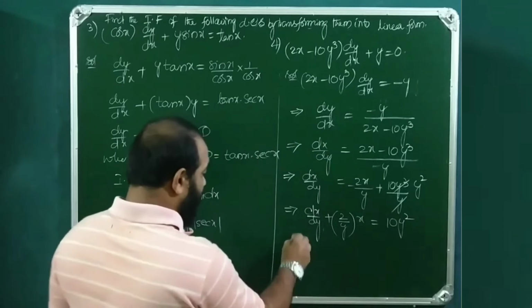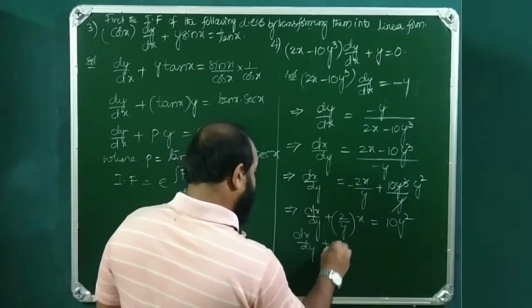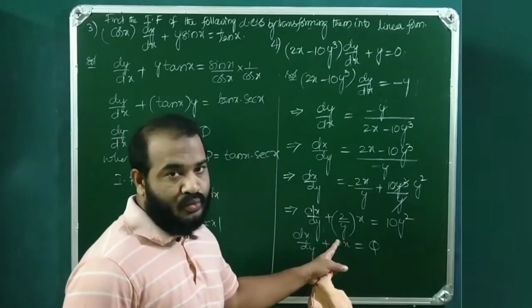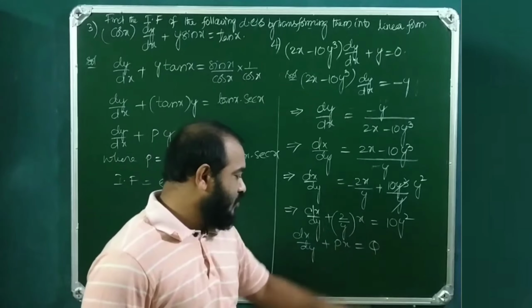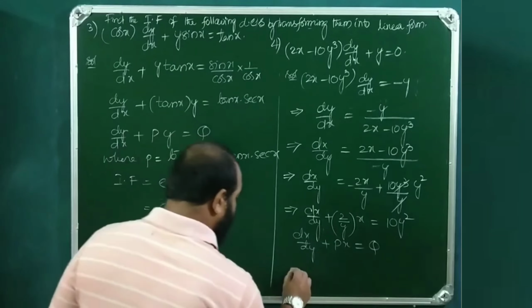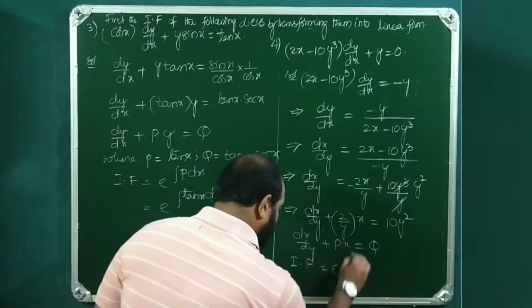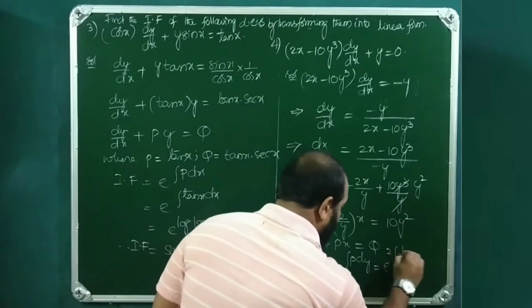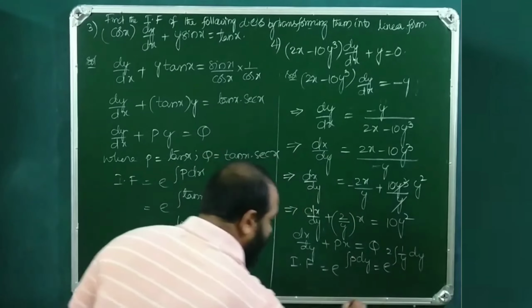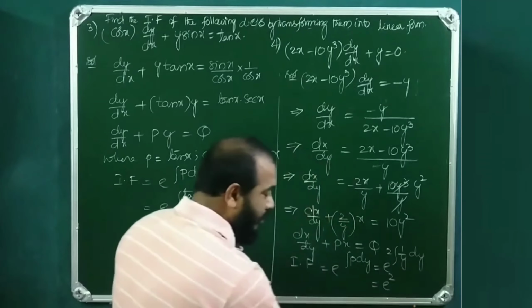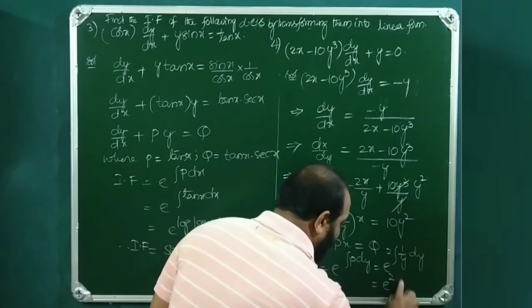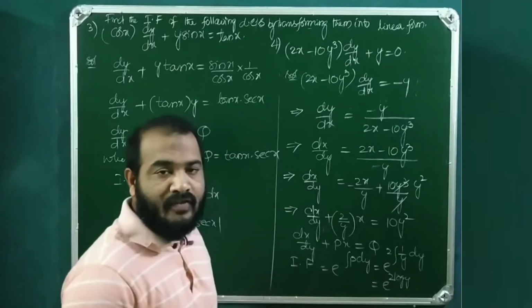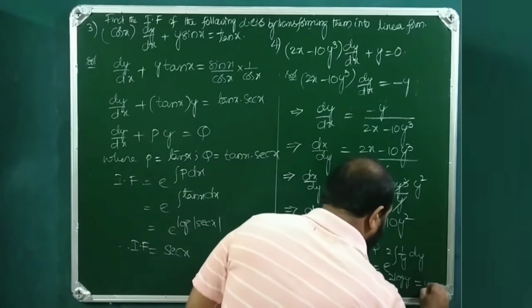This is of the form dx by dy plus px equals q. This is the form number 2, where p is equal to 2 by y. So the integral factor is e power integral p dy, so e power integral 2 into 1 by y dy. So this is equal to 2, integral 1 by y dy is log y. So 2 log y can be written as e power log y square, that is equal to y square.